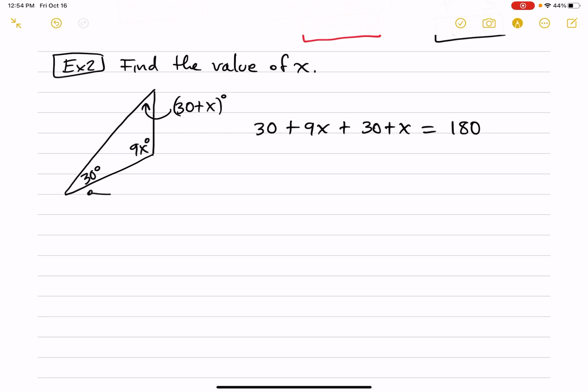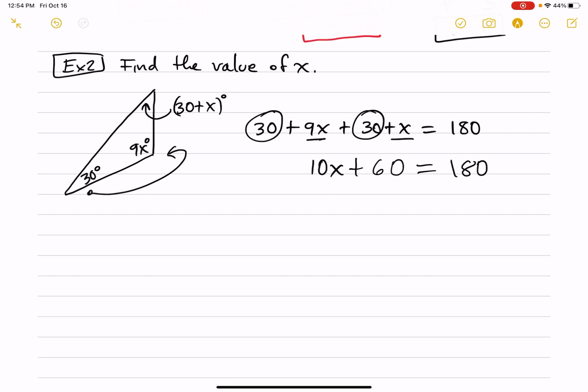All I did was start here and then go around the triangle and then add up all the angles and set them equal to 180 degrees. So the like terms right here, we have 9 apples plus 1 more apple. If you want to think about it that way, we get a total of 10x, or 10 apples. And then 30 plus 30 makes 60. And don't forget that we have 180 on the right side.